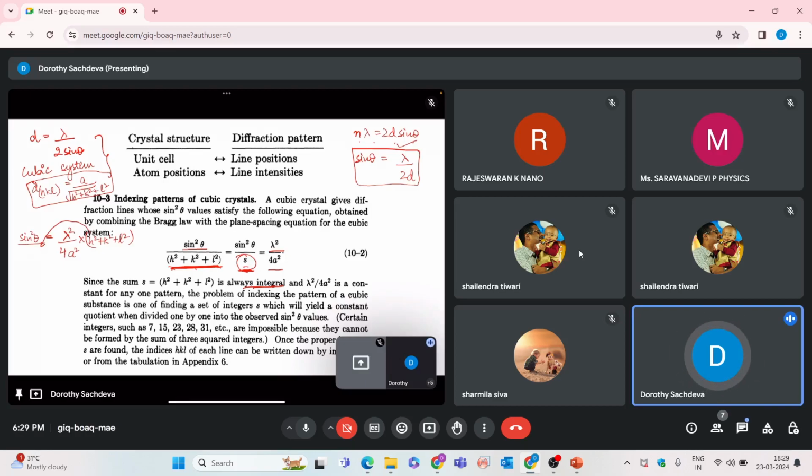So basically, you will have certain specific values of s from which you can calculate which planes will be allowed and which will not. It's written over here that integers such as 7, 15, 23, 28, 31, etc. are impossible because they cannot be expanded in the form of h square plus k square plus l square, that is, they cannot be formed by the sum of three square integers. So these cannot be present. Only the proper integers will be used for the value of s, for which your HKL will have a specific value.